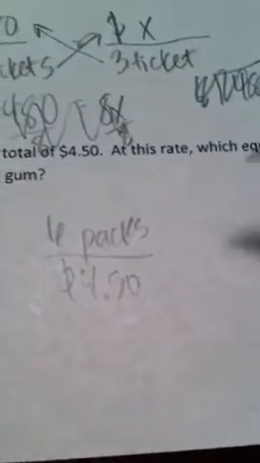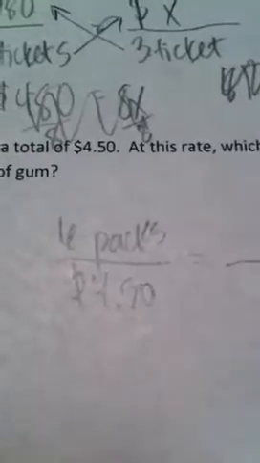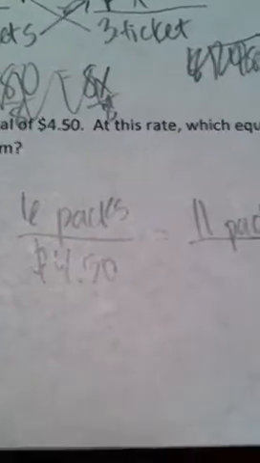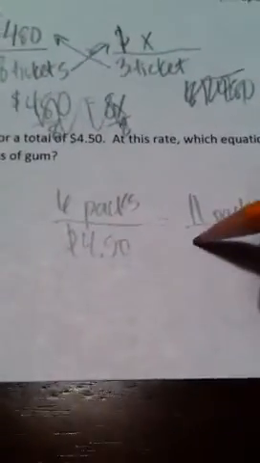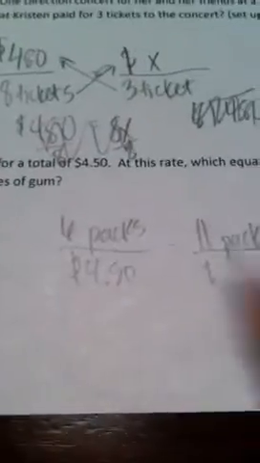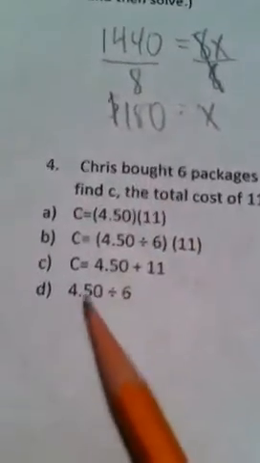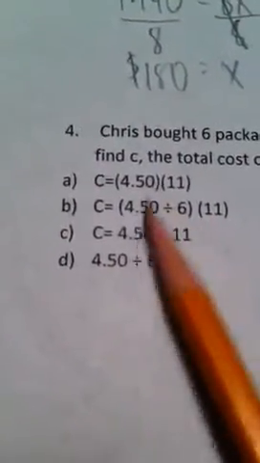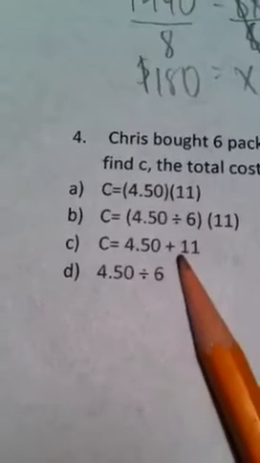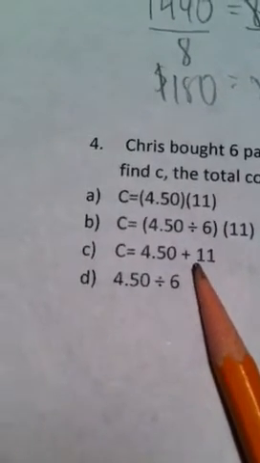Okay, 6 packs of gum for $4.50. They want to know the cost of 11 packs. So 11 is going to go on the top because my proportion needs to have the same label on the same sides, on the same rows. Okay, so now I'm going to look over at my equations and see if any of these don't make sense.